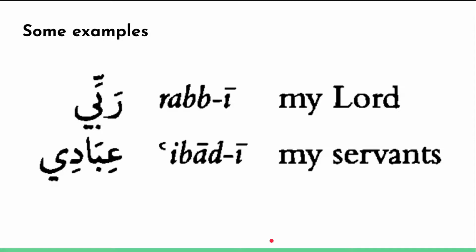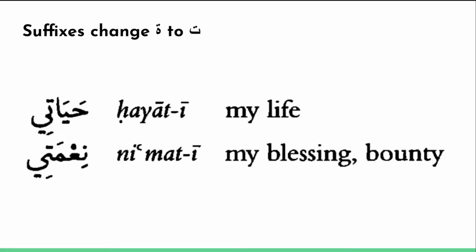Ibadi, so ibad is the plural of abd, which means servants. So ibadi means my servants. Hayatun becomes hayati, my life. And you'll notice, by the way, that if a word ends with the ta marbuta, when you add a suffix, any suffix, it changes to a regular ta. And so hayati has this regular ta here. This is just a spelling, a writing thing. Hayati means my life. Hayatun means life. Ni'mah, ni'matun means blessing or bounty. Ni'mati, my blessing.